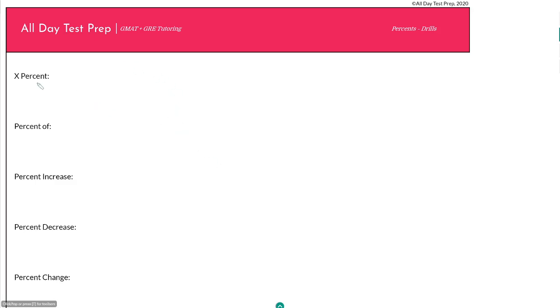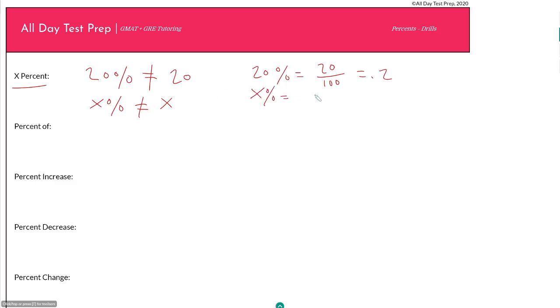And so starting with just X% itself. In other words, 20% is not equal to 20. So do not make that mistake. And X% is not equal to X. So don't make that mistake. 20% is equal to 20 over 100, which is equal to 0.2. And the same goes for X. X% is equal to X over 100.